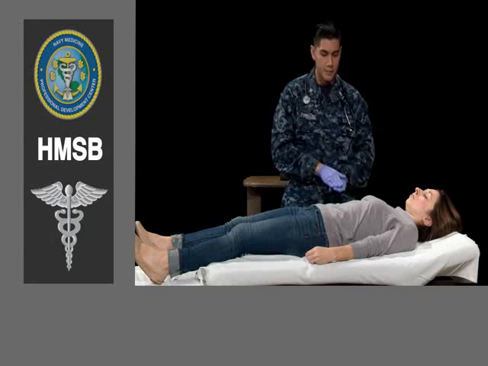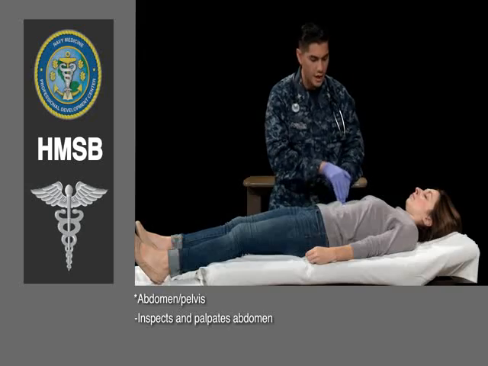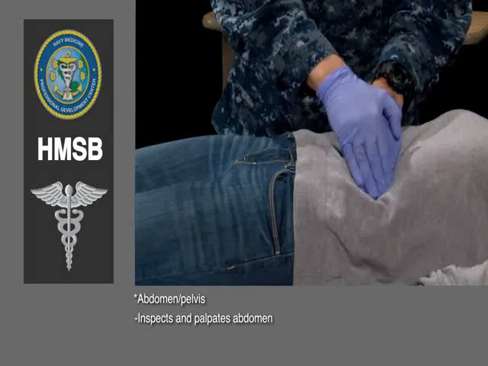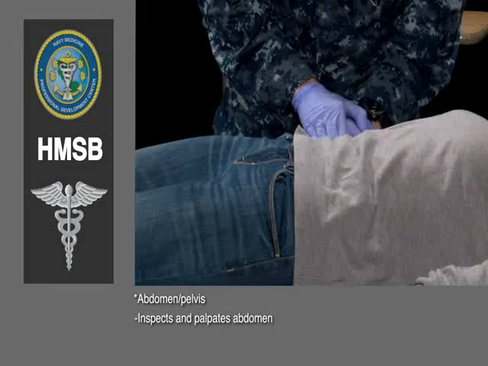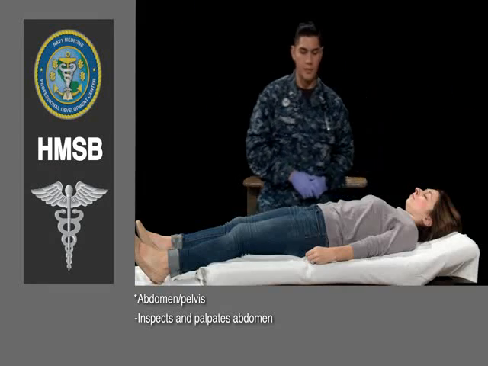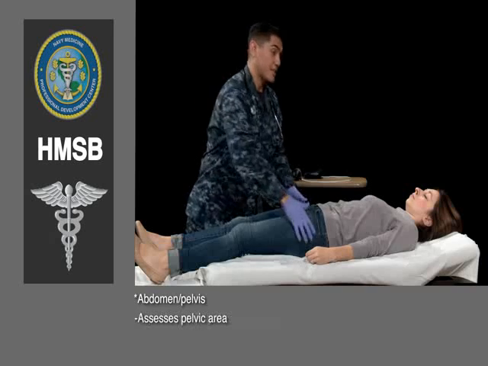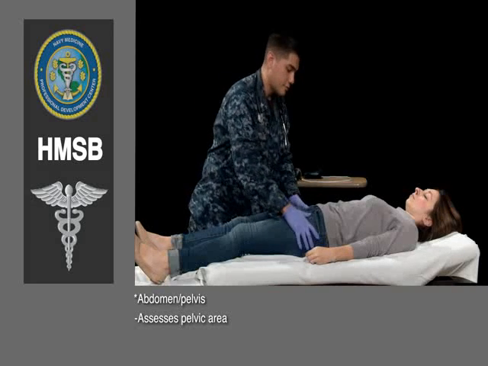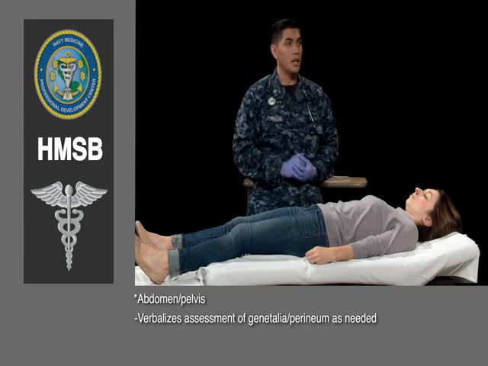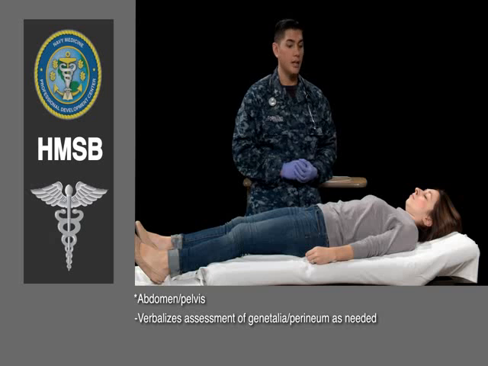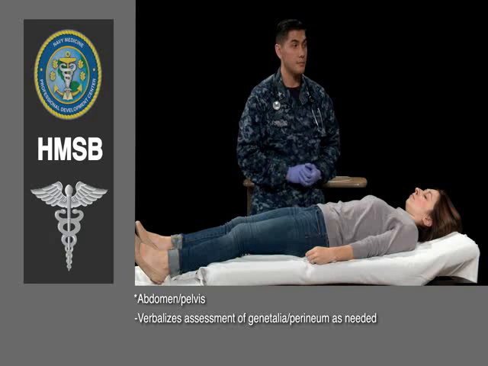Next, I'm going to inspect and palpate the 4 quadrants of her abdomen. I'm going to check the stability of her pelvis. At the genitalia, I'm going to look for any signs of bleeding, defecation, urination, and if it were a male, priapism.